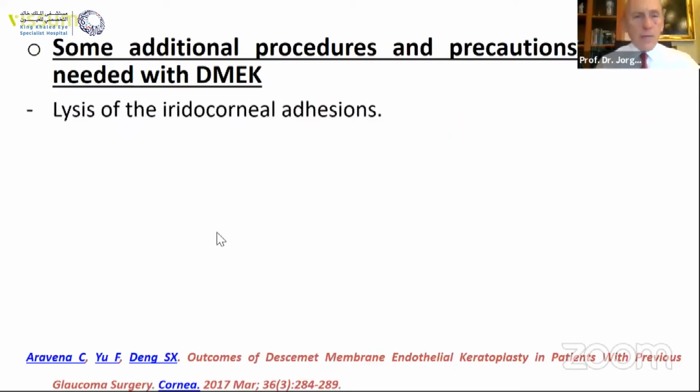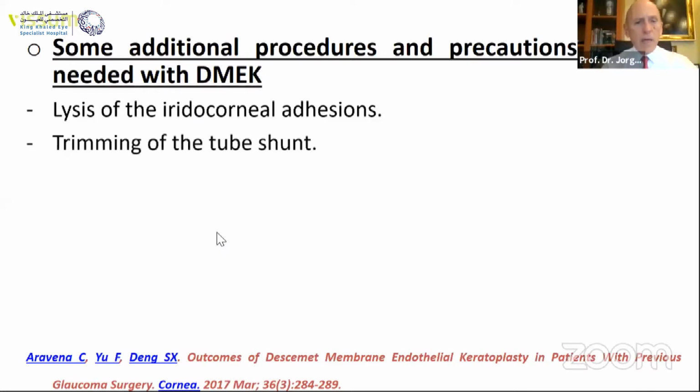Some additional procedures and preventions have to be taken if you are using DMEK in a case in which you have already performed glaucoma surgery. You have to be aware and look at the anterior segment, how the anterior chamber is, and perform analysis of the iridocorneal adhesions before the DMEK. If you do it at the moment of the DMEK, you will generate fibrin, and this fibrin will make a hole in the post-op and will make the patient fail.